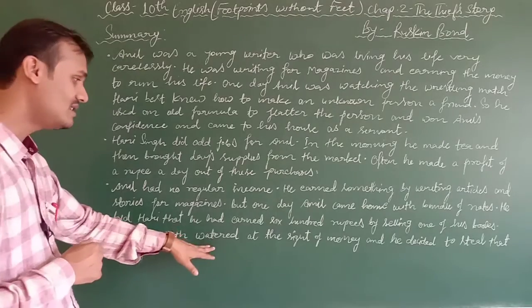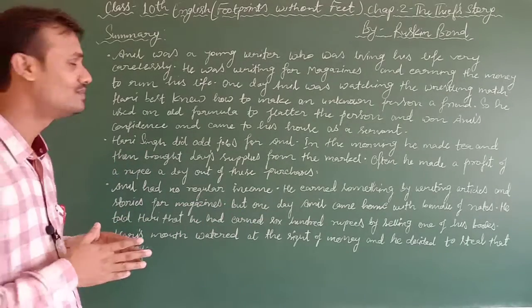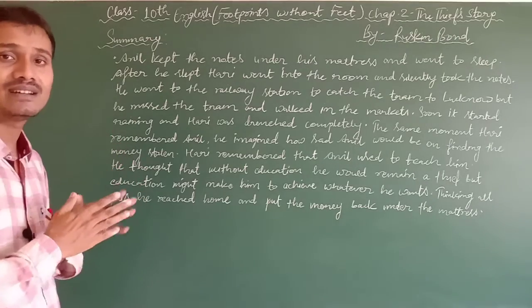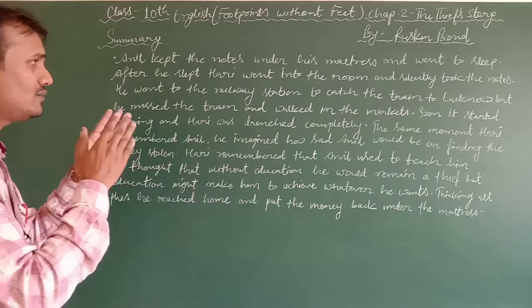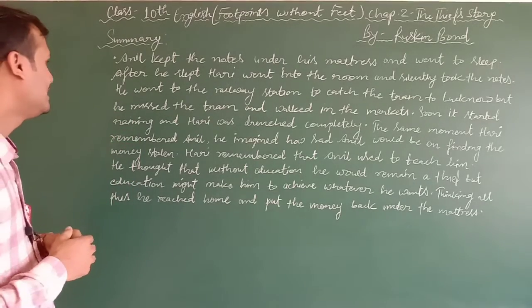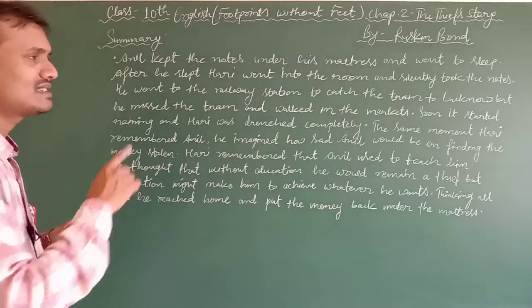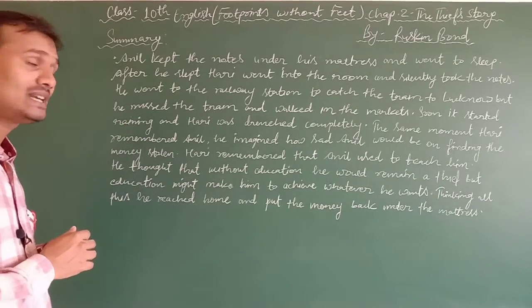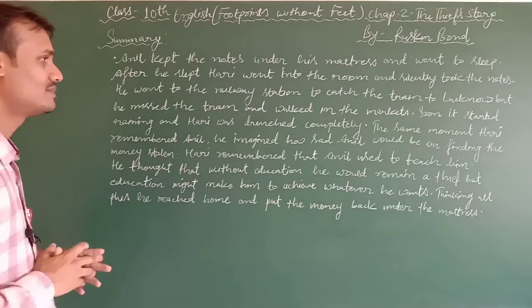Hari's mouth watered at the sight of money and he decided to steal it. When Anil kept the notes under his mattress and went to sleep, Hari went into the room silently and took the notes. Then Hari decided to move towards the railway station to catch the train to Lucknow, but unfortunately he missed the train and walked back in the markets.